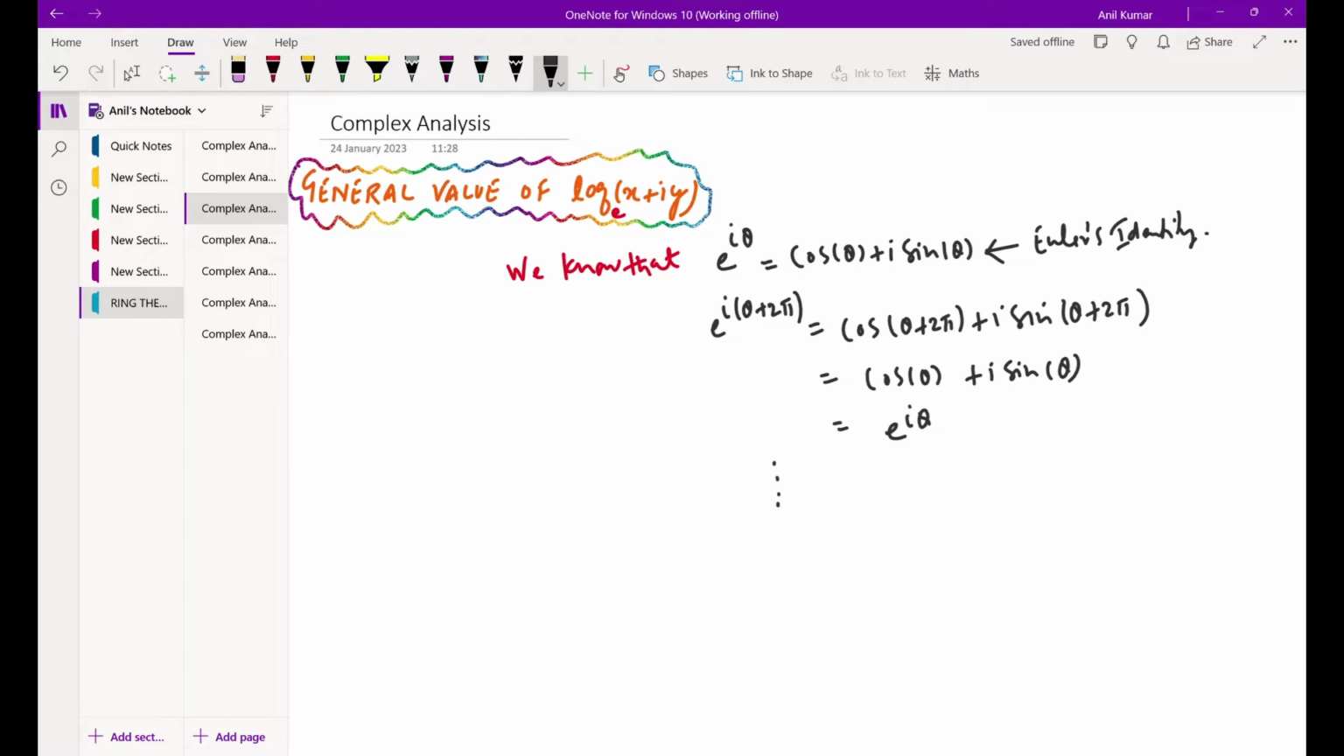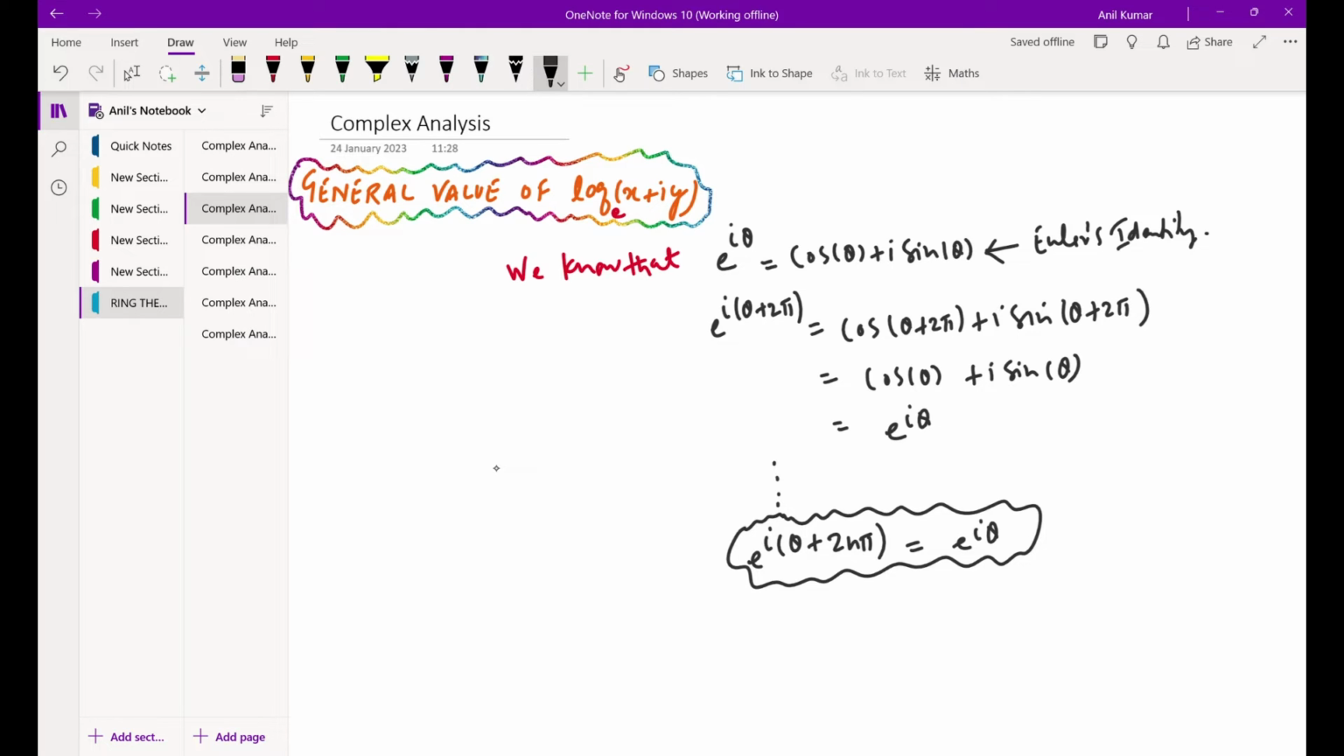So similarly, e raised to the power iota theta plus 2n pi is also equal to e raised to the power iota theta. You can verify by yourself. इसको आप verify कर सकते हो. We shall make use of this fact in finding the general value of log of x plus iota y to the base e.